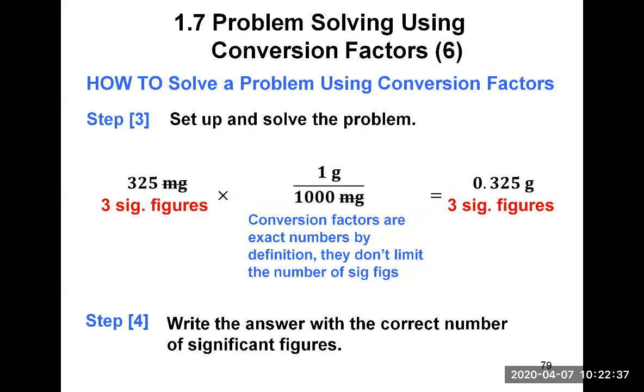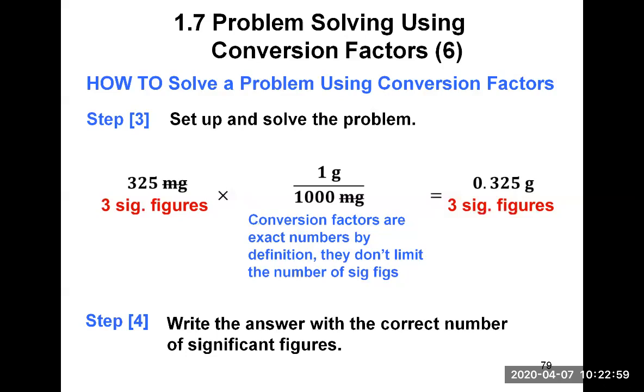So the number of sig figs for the final answer depends on the number of sig figs in the given measurement. And here we will keep 3 sig figs, and the 0 in 0.325, that 0 is not significant.